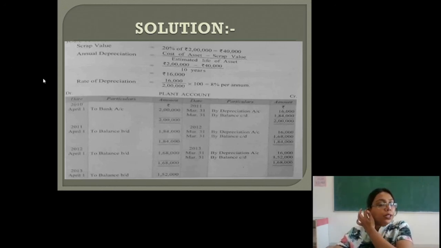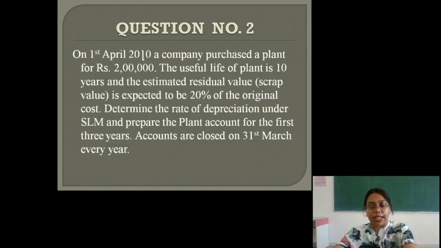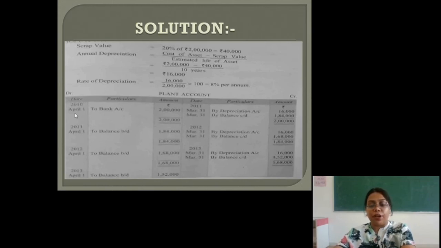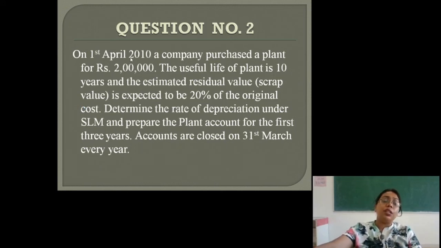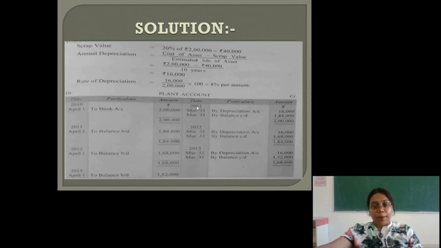We will be starting with the purchase of the machinery. That is, we have purchased the machinery on April 1st, 2010. So, 2010, April 1st, to bank account. How much? 2 lakh rupees. Now, if we are starting the plant account on April 1st, 2010, we will charge the depreciation on 31st March 2011. So, charge the depreciation on 31st March 2011 by depreciation account. How much? 16,000. 2 lakh minus 16,000, that is 1 lakh 84,000.